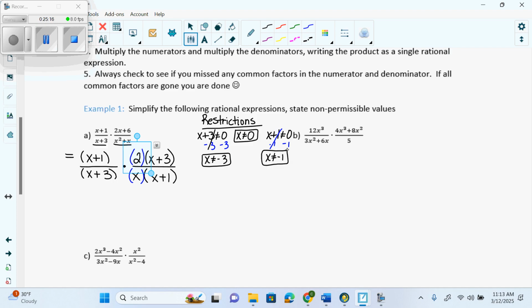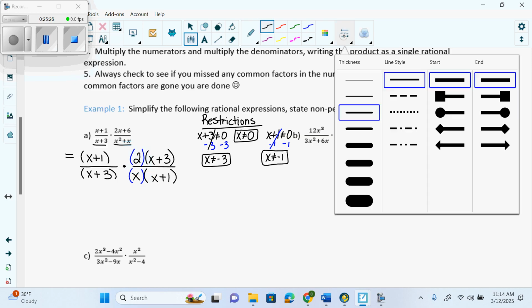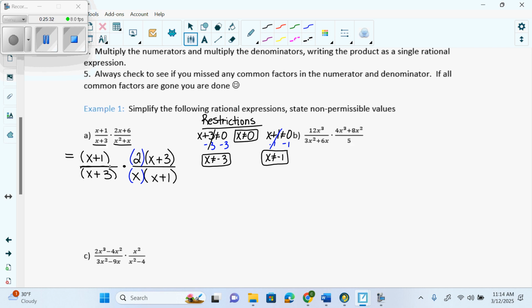Do we agree? Yes. Okay, get ready for this. This is going to be difficult. I'm being facetious. Okay, ready? The crowd goes, wow.